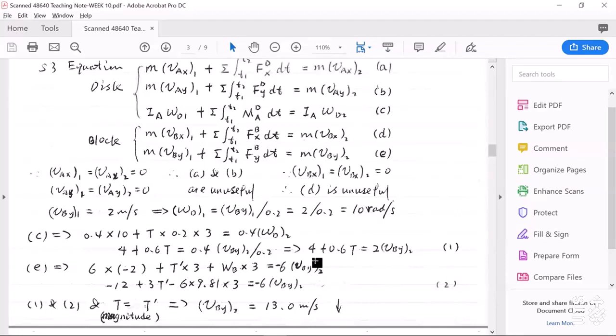For this problem, you can try to solve it using kinetic equations of motion plus kinematics, and then you can compare your solution with this solution using the principle of impulse and momentum. And you will see that using the principle of impulse and momentum to solve this kind of problem can be much easier.